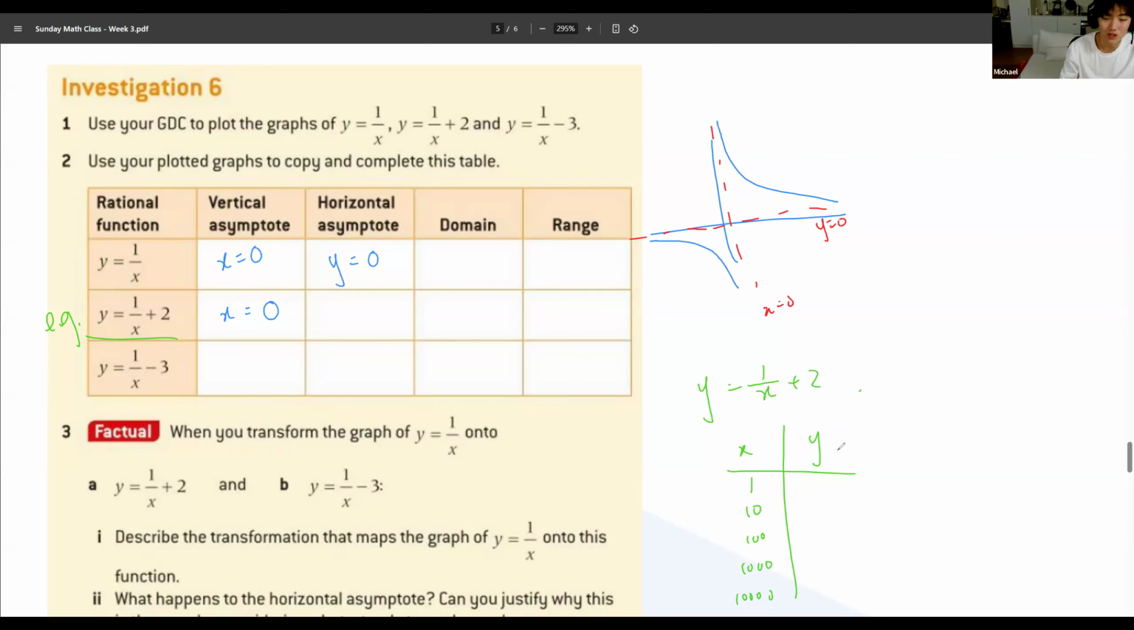This might help. Anyone tell me what is y when x is 1? We're talking about the second question. 3. Okay. What about 10? Anyone just shout it out. 2.1. Okay. What about 100? 2.01. Okay. What about 1,000? 2.001. Okay. Only Hannah's answering.